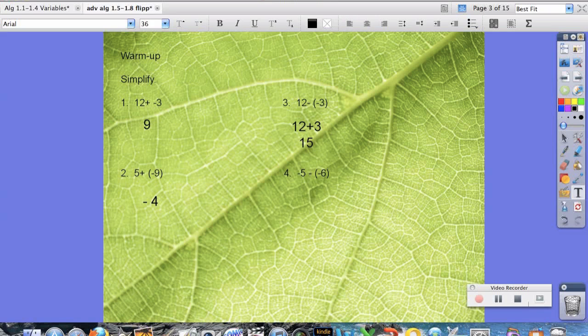Number 4, it's negative 5 minus negative 6. Again, we have two negatives right next to each other, so we change them to a positive, and we get negative 5 plus 6, which is 1.